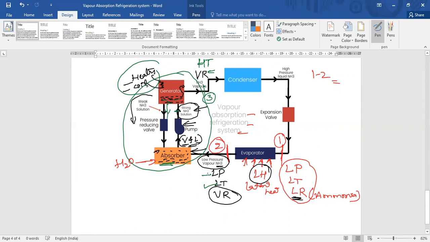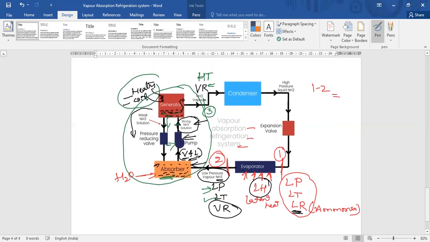We can ask a question, why is the pressure increasing? Because you are using an external device for pumping. The pump increases the pressure energy of the fluid, the pressure energy of the substance. So here it will become high pressure.